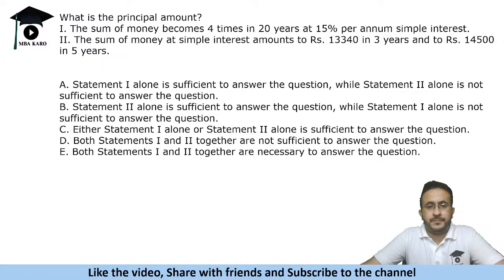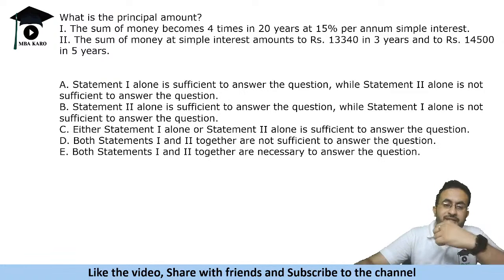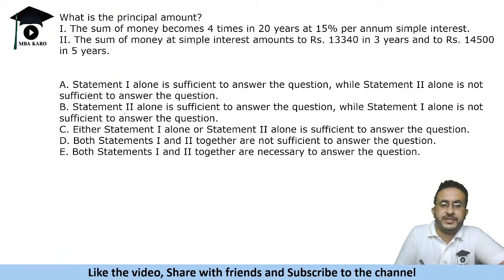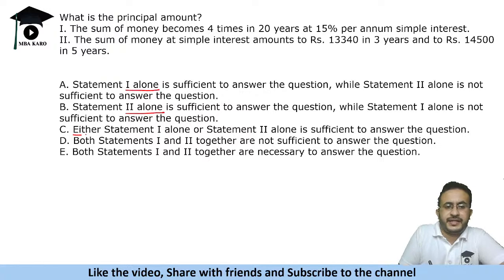So there are two statements. Acha, let me tell you one more thing, that there will be five options. First option says one alone. Second statement says two alone. Third says that either, then not sufficient and together sufficient.